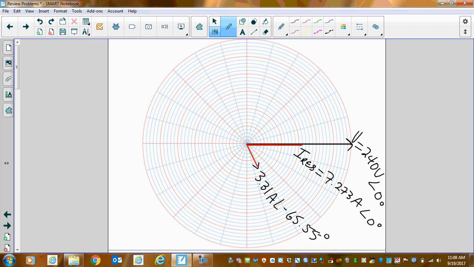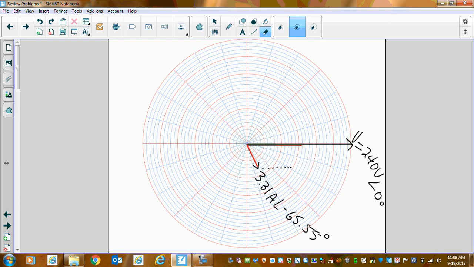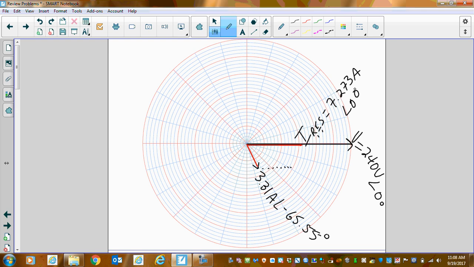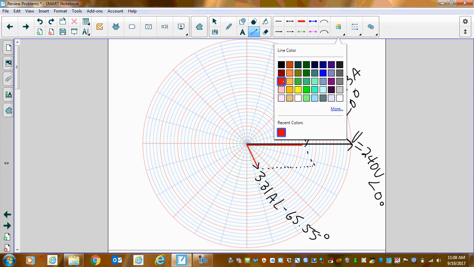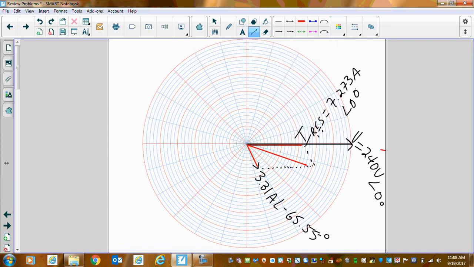Using the parallelogram method, something like this. Of course, I stuck that right where I shouldn't. I'm going to have to erase that, so let's do this. Put that up top. So this is I resistor equals 7.273 amps, angle 0 degrees. Using the parallelogram method, somewhere over there, now we're going to have our resultant, which would be somewhere there.